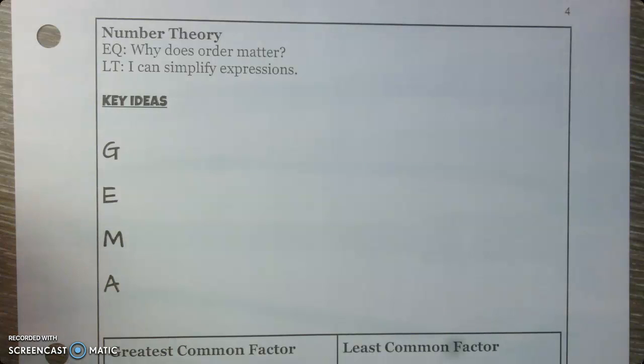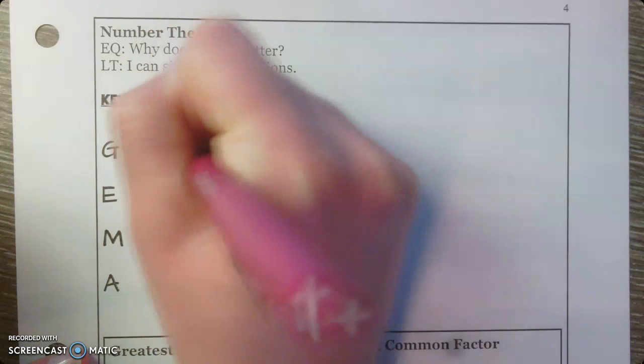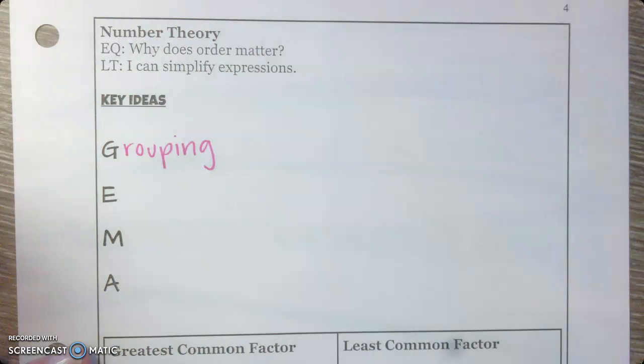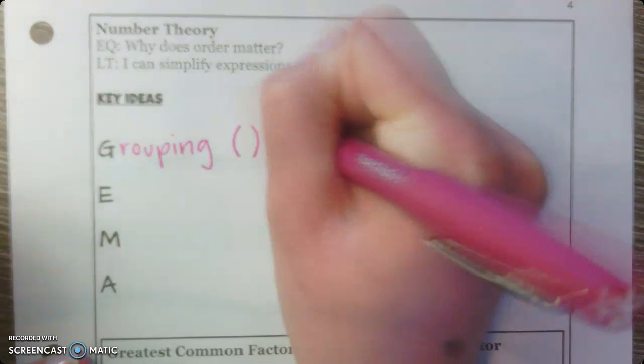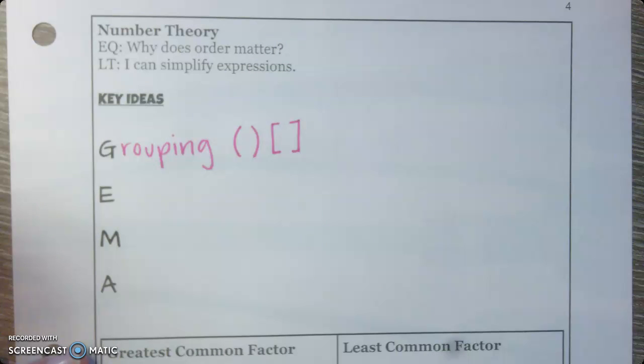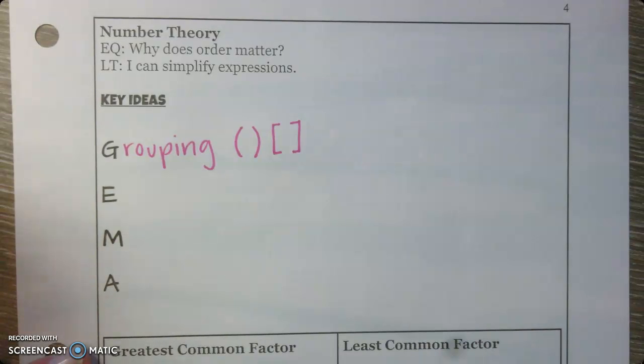But when we use GEMMA, G stands for grouping. So with your pencil, write down grouping off the G. Some symbols we use for grouping: parentheses. Might see some brackets, right? That is where we start to simplify the expression. We look for those first.